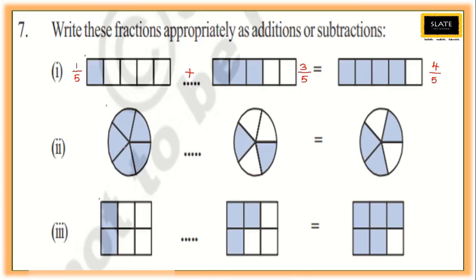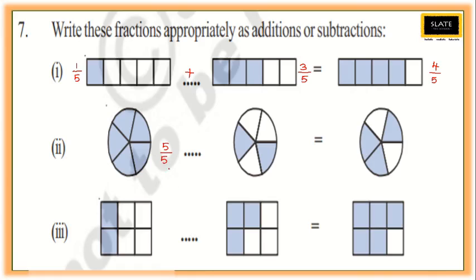Now second one, what is this? 1, 2, 3, 4, 5 parts. This circle is divided into 5 parts and all 5 parts are shaded. So it can be written as 5 by 5, or simply we can write 1.